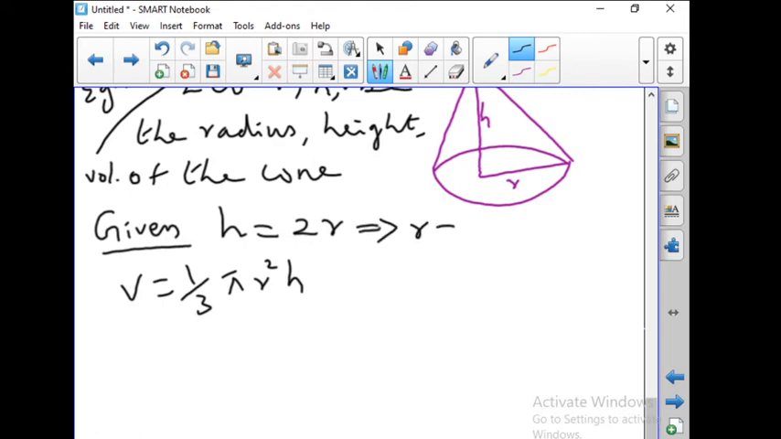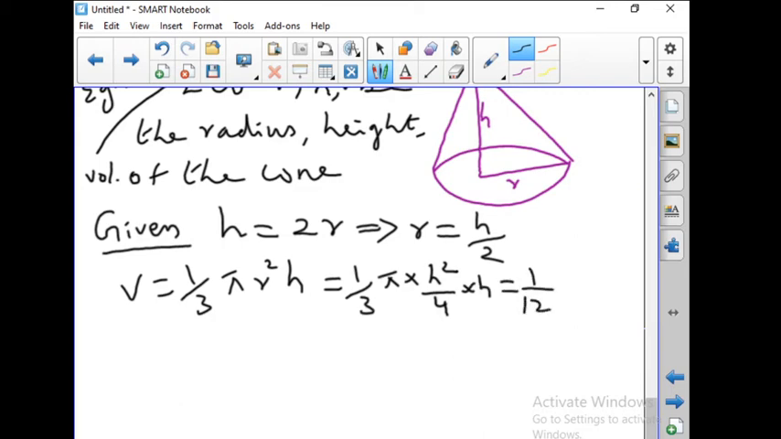So what is r from this? r is equal to h by 2. So substitute here. So 1 by 3 pi into what is r square? h square by 4 into h. So you get 1 by 12 pi h cube. Okay, V is equal to 1 by 12 pi h cube.